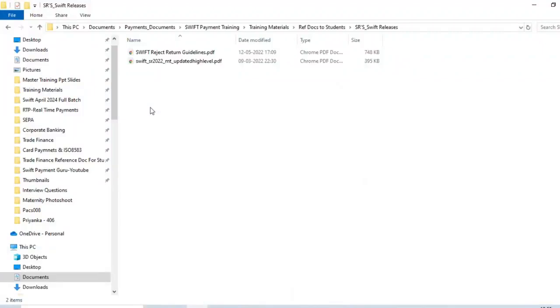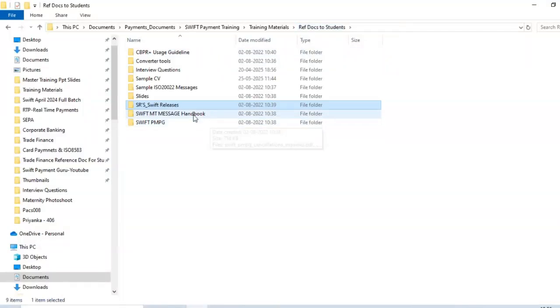Share it to you. SR releases is Swift. Every year there are certain changes which they do on your respective messages. SR releases is what projects which you will get to do as well every year, basically at a Swift level for a different sort of messages. There are some past SR releases documents that will be helpful for you to go through as well.